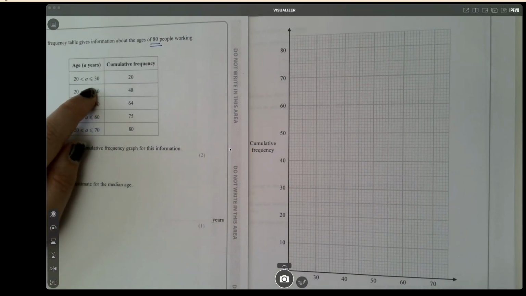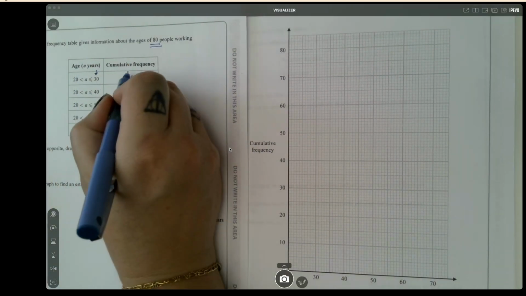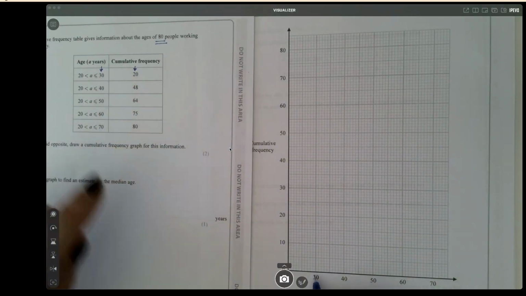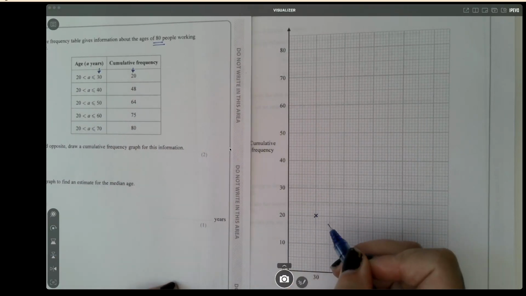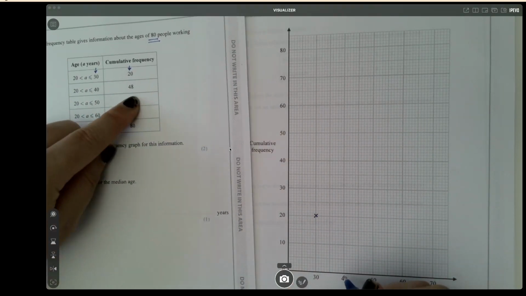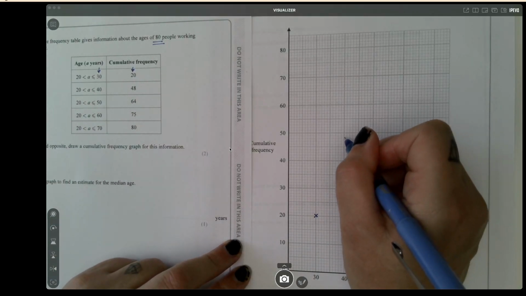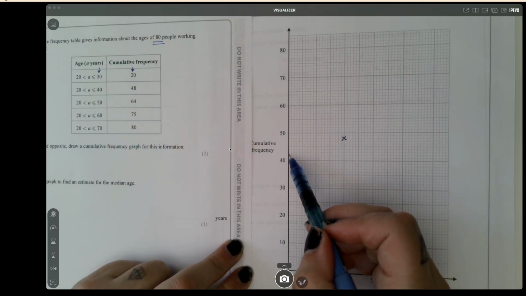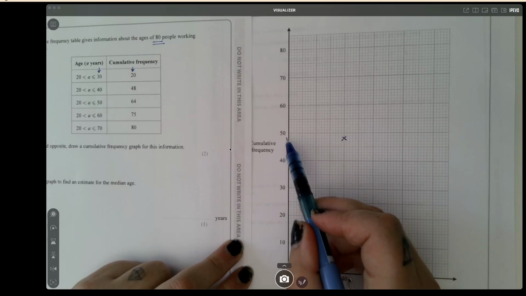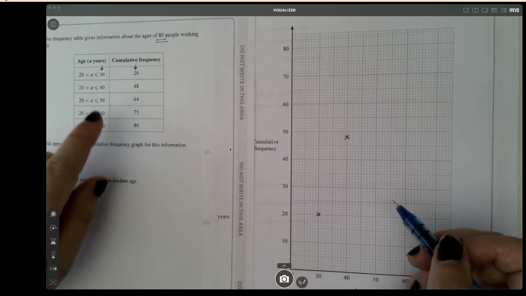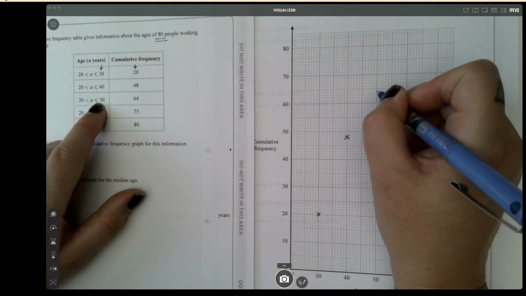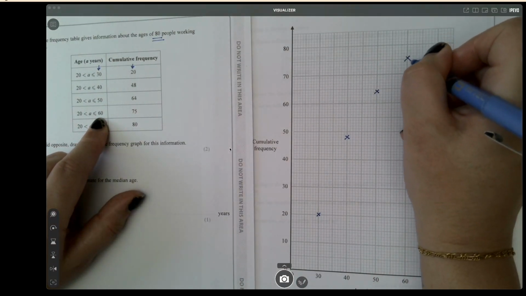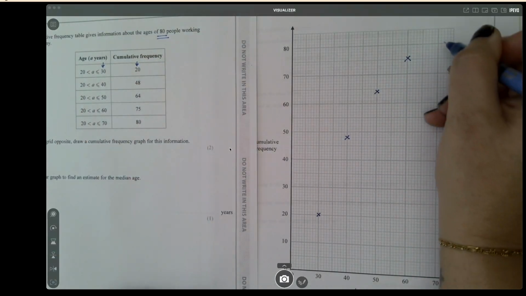So with the cumulative frequency graph, you need to use the end point plotted against the cumulative frequency. So for this first one, we're going to go across to 30, up to 20, across to 40, up to wherever 48 is. Be careful with your scale so you know how much it's going up in. I know that each of these smaller squares is worth 1 because there are 10 between these two values here. And then we're going to 50 and up to 64, 60 and up to 75, and then 70 and up to 80.